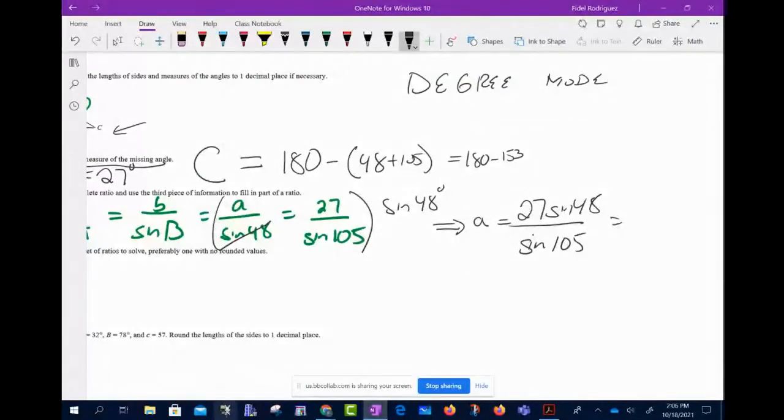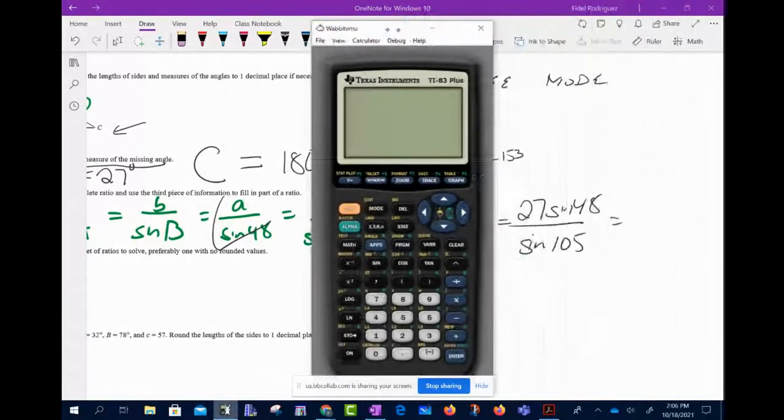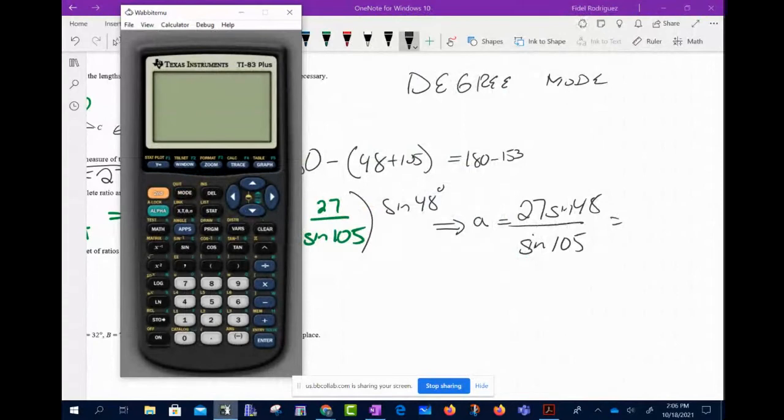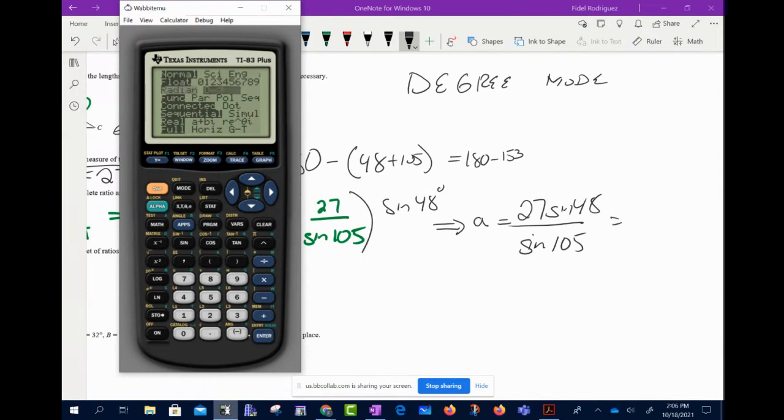But that's all right. Then I'm going to grab my calculator right here. I think you can see this too. Let me turn it on and clear it. I want to make sure that I am in degree mode. I'm not, so let me fix that. Now I am in degree mode.